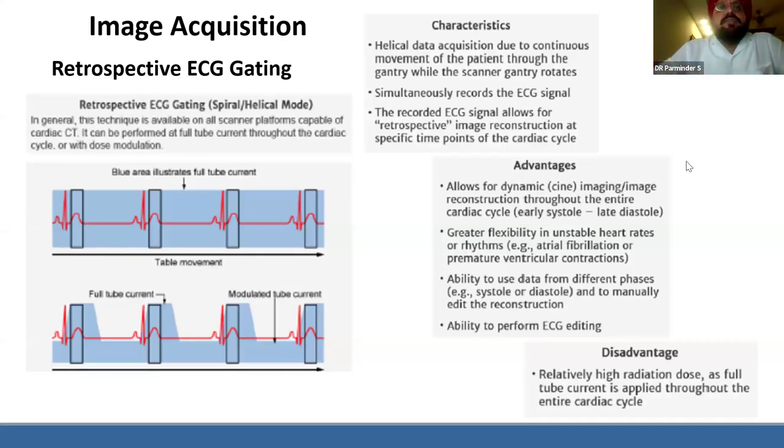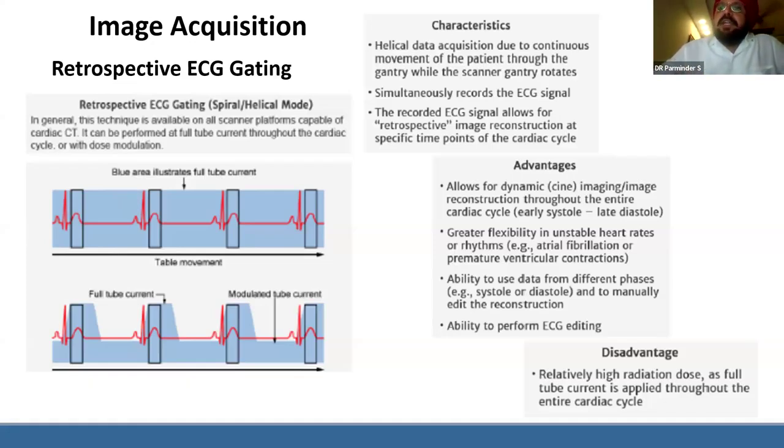The advantage of retrospective ECG gating is that it allows for dynamic imaging. We can have cines, we can have movies, we can get the movies from the data later on if required. And image reconstruction throughout the entire cardiac cycle can be done. Suppose there are some artifacts in the systolic images, we can go back and reconstruct the images from the diastole or some other phase of the cardiac cycle to get our measurements. So this allows for reconstruction throughout the entire cardiac cycle.